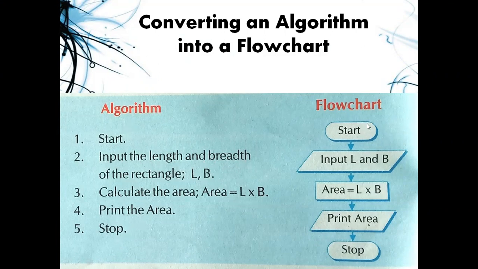Let's understand by flowchart. This is the start and stop box. Here it is written start. Here is the input output box, used here as an input. Input L and B. Here it will do the process: area is equal to L times B. And then it will print the area as output. And then it will stop. And it is flowing downwards. So these flow lines are used.